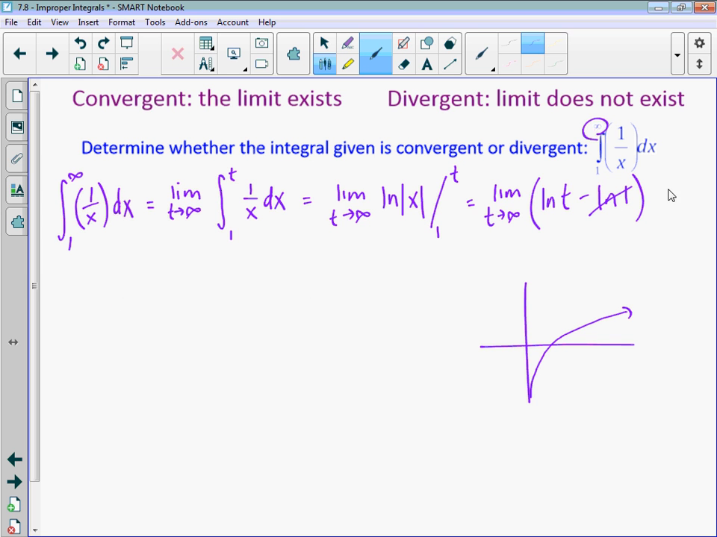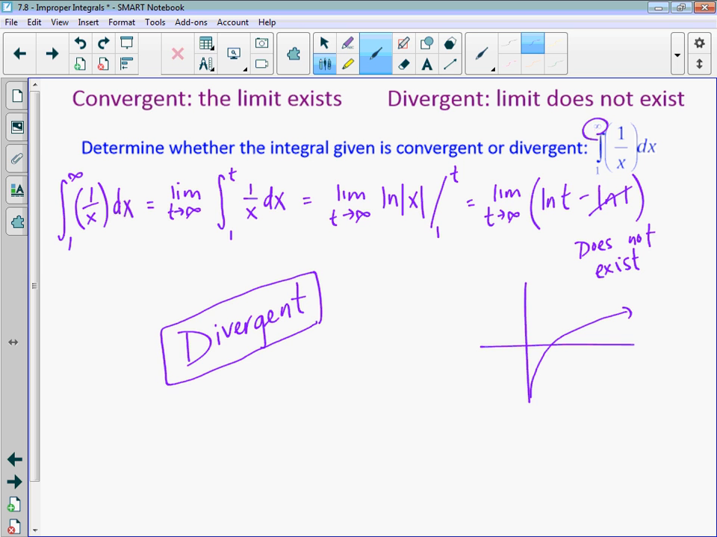So instead of writing equals infinity, I'm going to write does not exist, because then if I messed up my sign, I don't miss my points here. So if it does not exist, then determine whether it's convergent or divergent. So then we will say that this integral diverges. So it's divergent. Any questions on that?